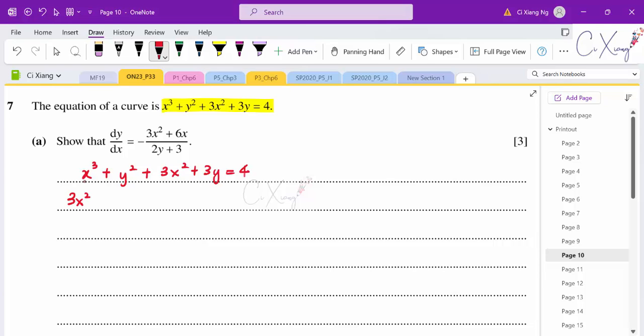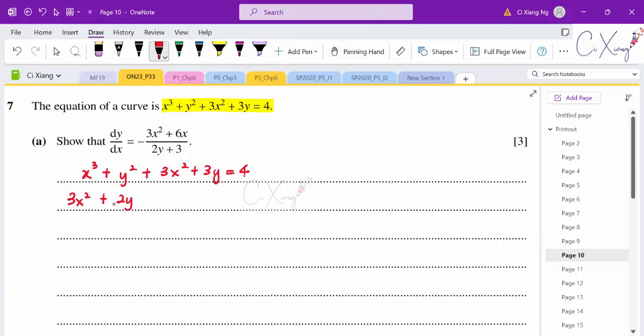By right, you should write dx over dx, because we differentiate x in terms of x with respect to x. But dx over dx is a 1, so usually we don't write it out. And then for the second term, we are having y squared. So differentiate y squared, you have 2y. The differentiation technique is the same, right?